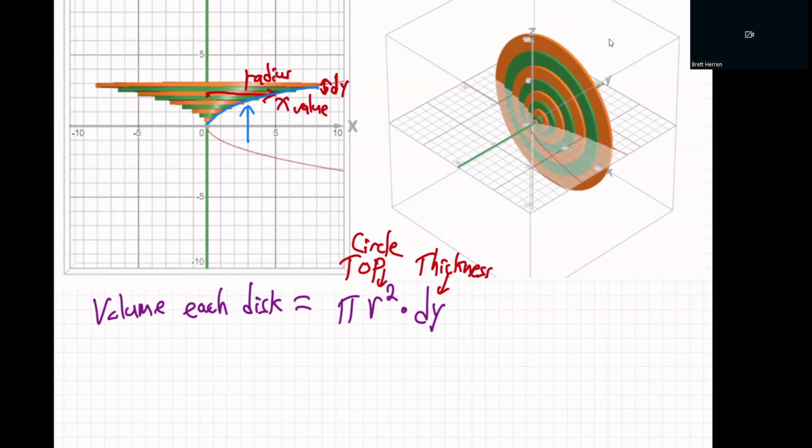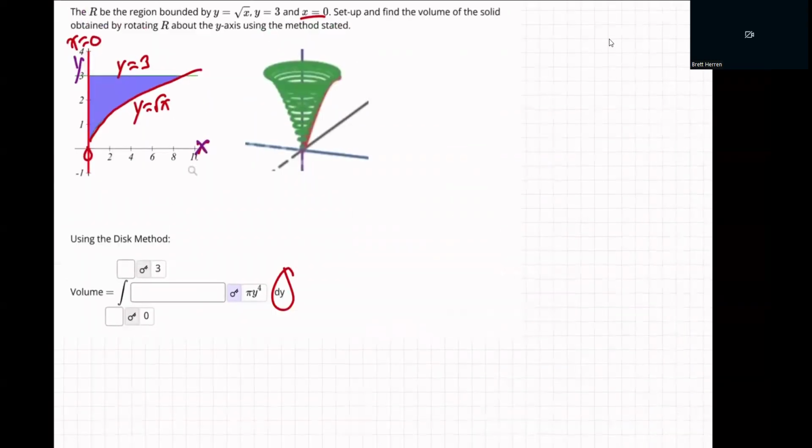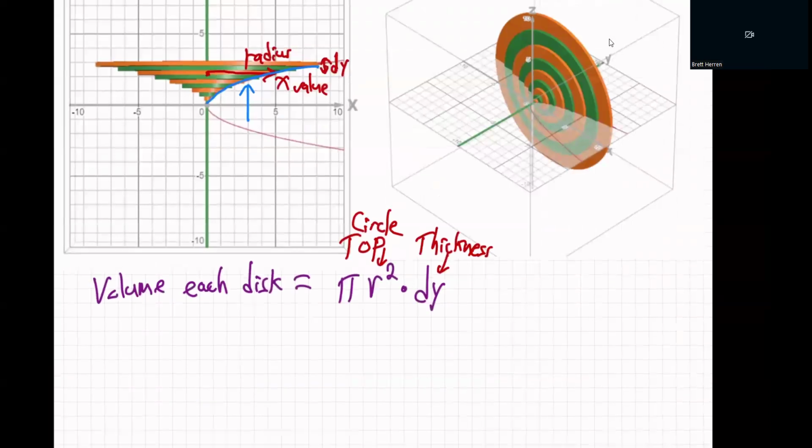What's the equation of that curve right there? Well, that's y equals square root of x. But we want the value from the center over to there. That's the radius, right? The radius of a disk is from the middle to the edge. That's the x value. So I got to solve this for x. So square both sides. Square removes the rooting. So x is y squared.